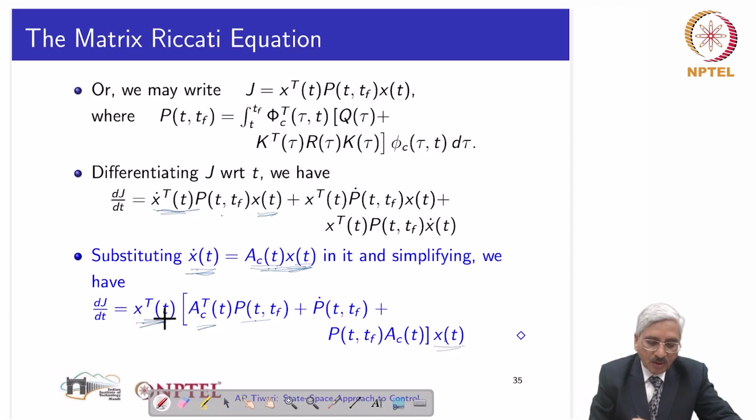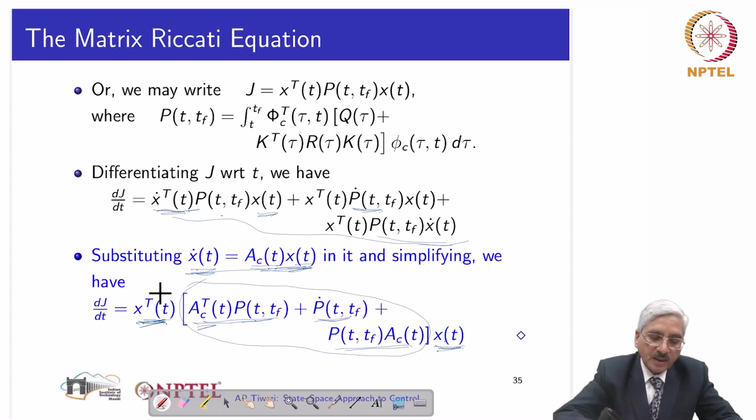So this whole thing gives, by that substitution, upon simplification, X transpose T and XT, they come out common respectively on the left and on the right. In between, we are left with AC transpose P, which comes from here, then P dot, which is here, and P into AC, which comes from this. So we are left with X transpose into this into XT.